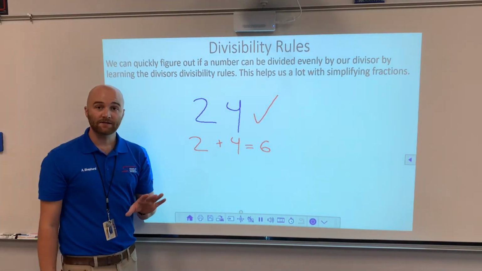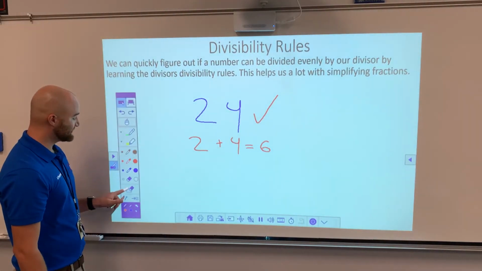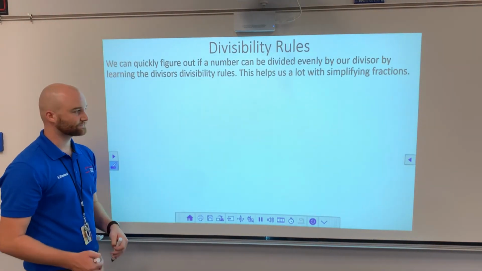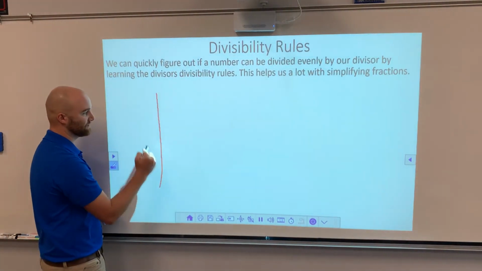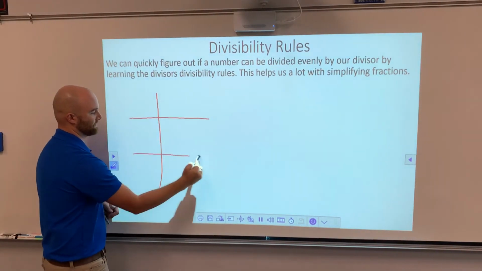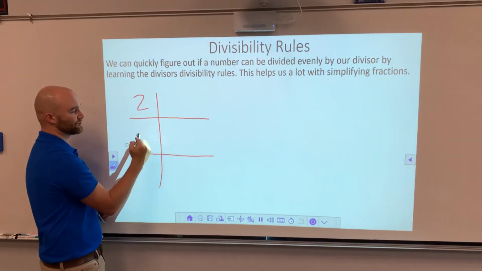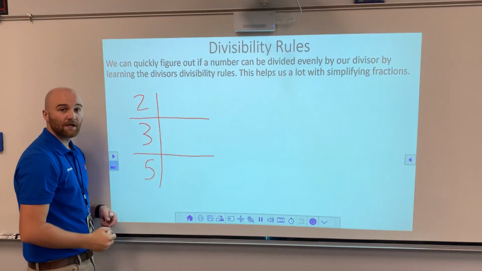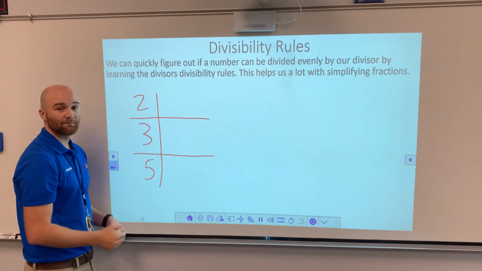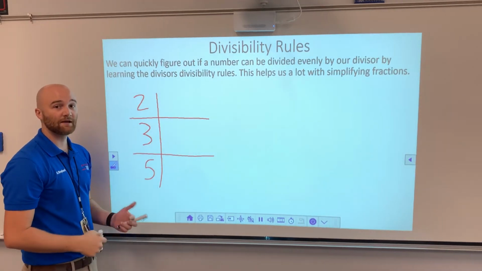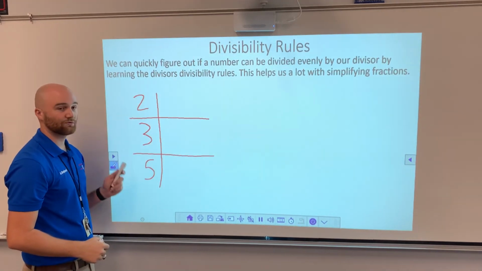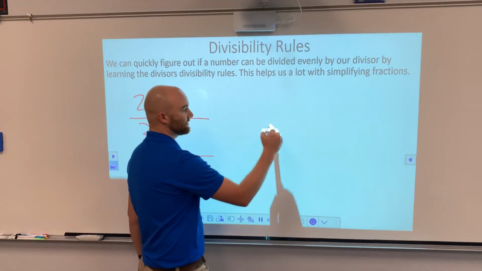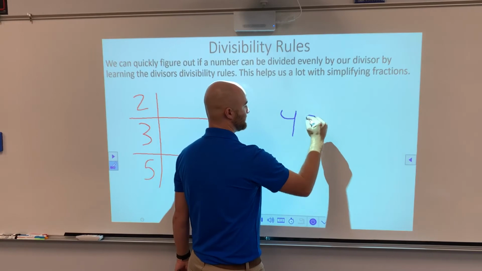All right, let's look at some numbers, and I want you to tell me what they are divisible by. So I'm going to make myself a chart here. And you look back at your chart for 2s, 3s, and 5s, and we're just going to put a check or an X on my chart to see if this number is divisible by 2s, 3s, or 5s. Let's start off with something easy. Let's start off with 45.